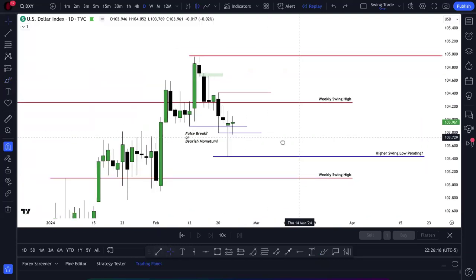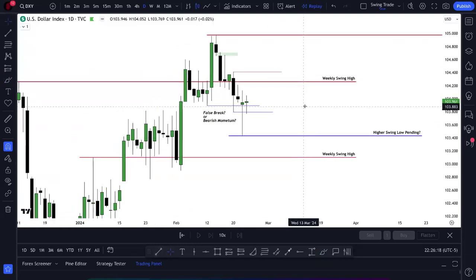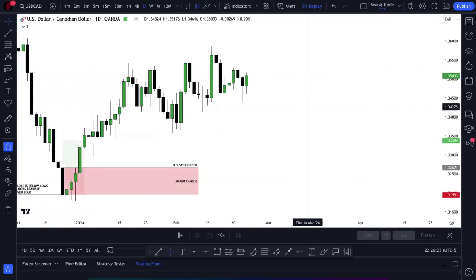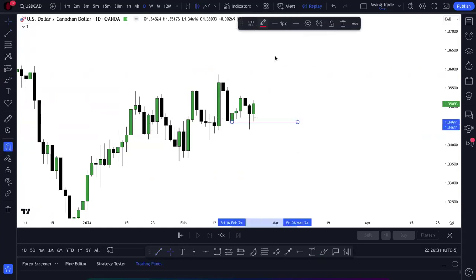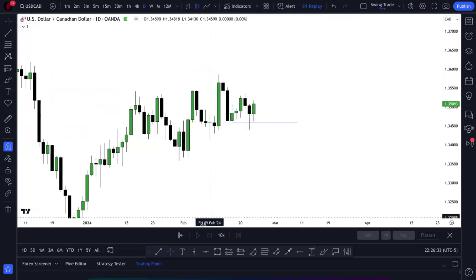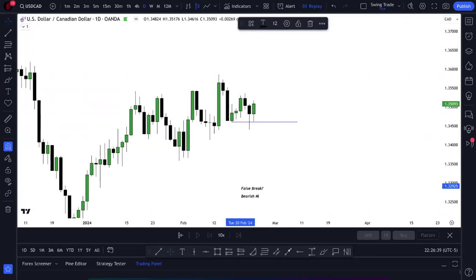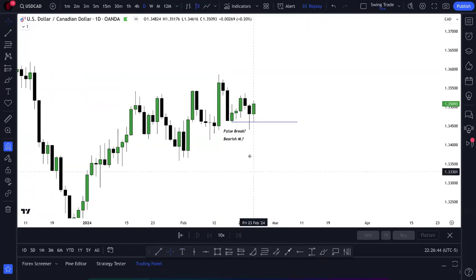So I'm trying to see whether or not price is going to go higher for the DXY. When you look at other correlated pairs, let's say look at UCAD, what is UCAD doing as well? It also recently ran a swing low, right here. So the question is, is this a false break or is this bearish momentum?